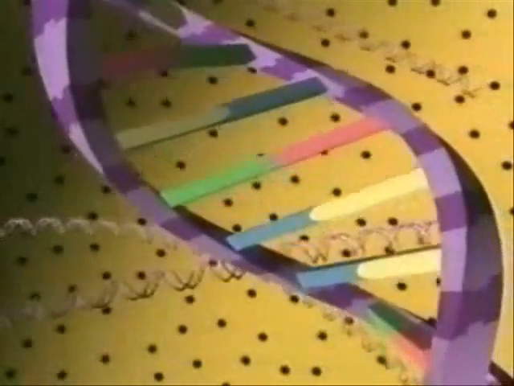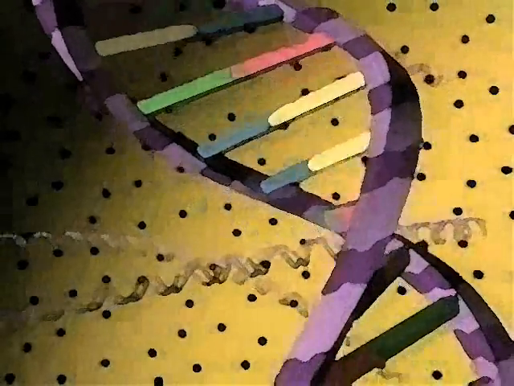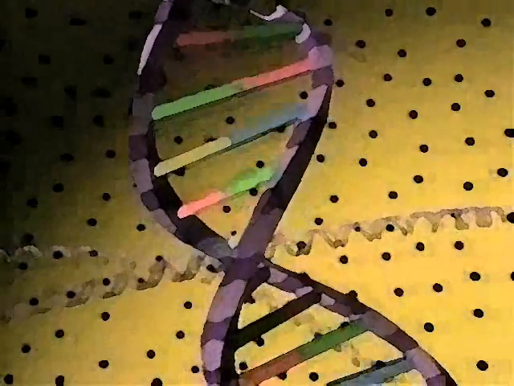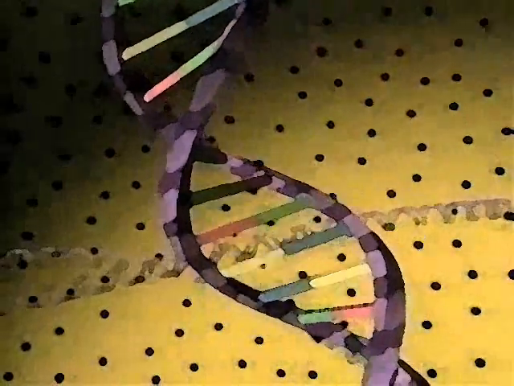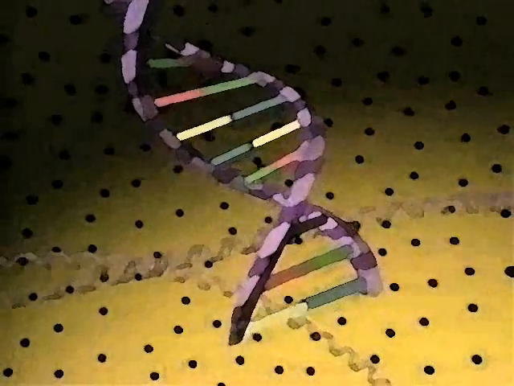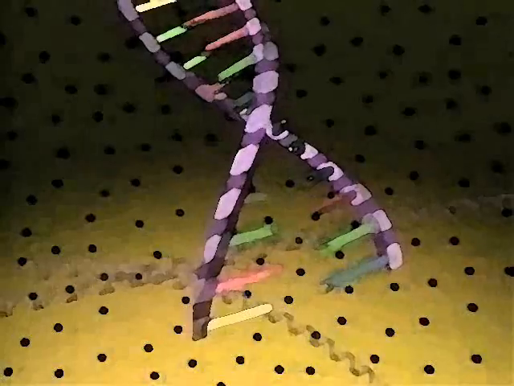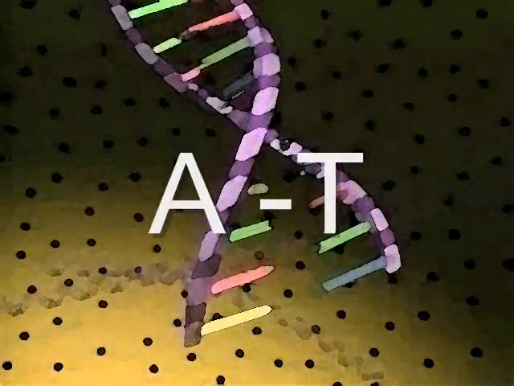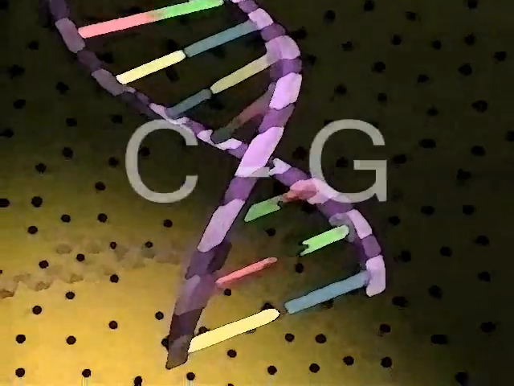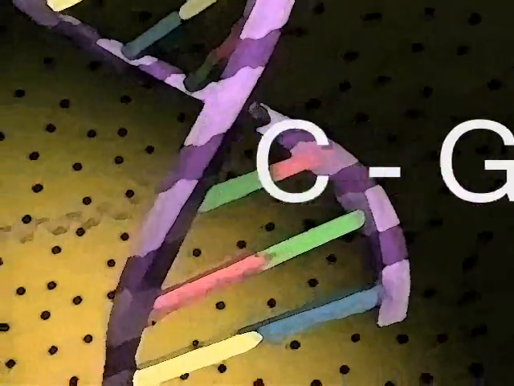The sugar phosphate bonds form the double backbone of the molecule, the handrails of the staircase. But we find the genetic key to DNA in the steps of this stairway, the nitrogen-containing bases. These bases link up using hydrogen bonds in a very specific way. Adenine will bond only with thymine, A to T. Cytosine only bonds with guanine, C to G.